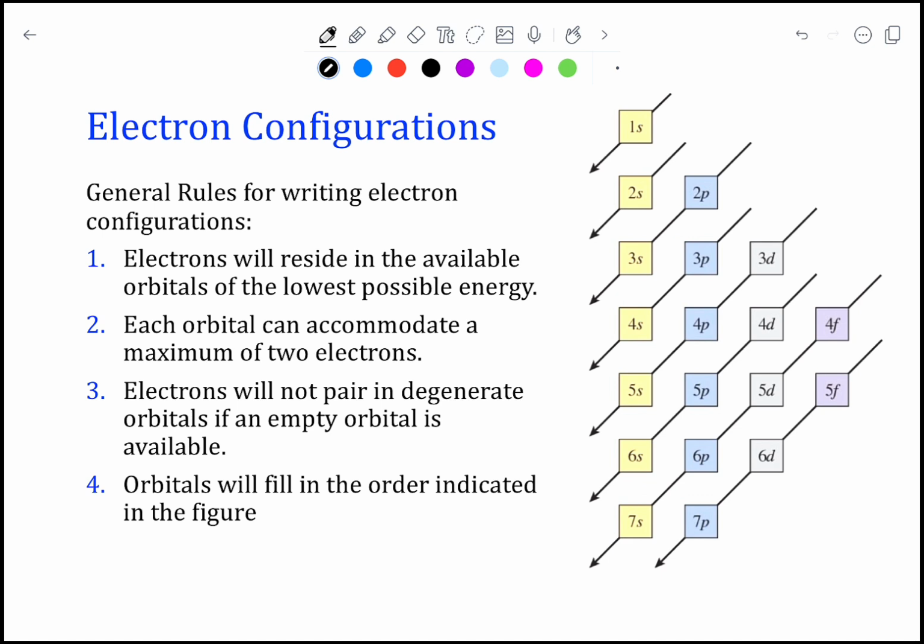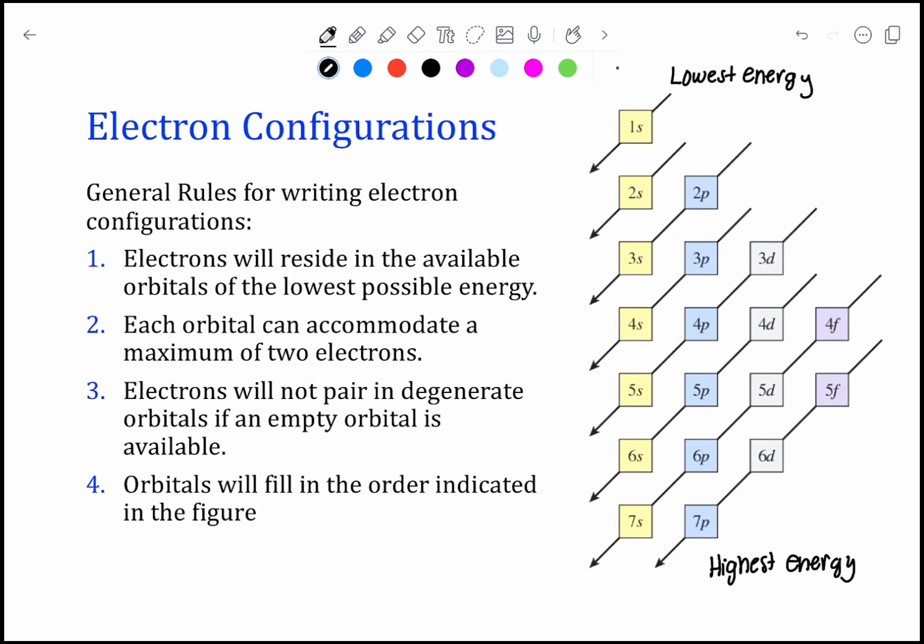So here in our diagram that you have in your packet and in your test taking resources, this is lowest energy, and this is highest energy. Each orbital can accommodate a maximum of 2 electrons. So each box that we have has 2 electrons in it. Electrons will not pair in orbitals if an empty orbital is available. And that's only in things like 2p and 3d, where we have multiples at the same energy level.